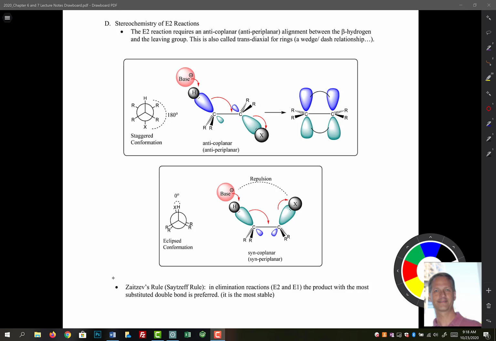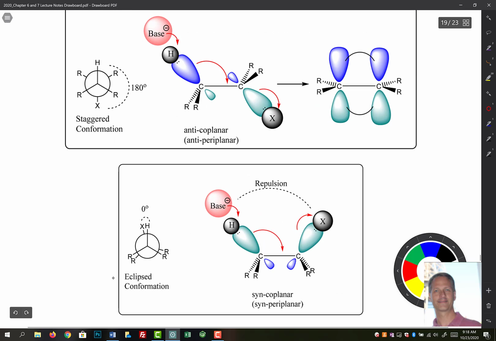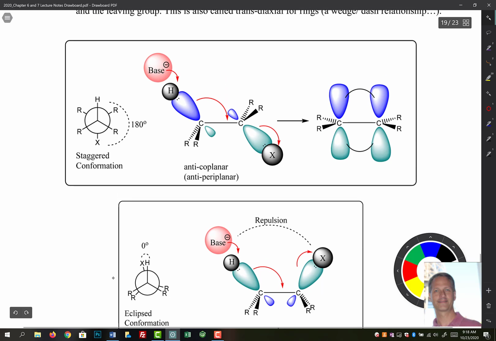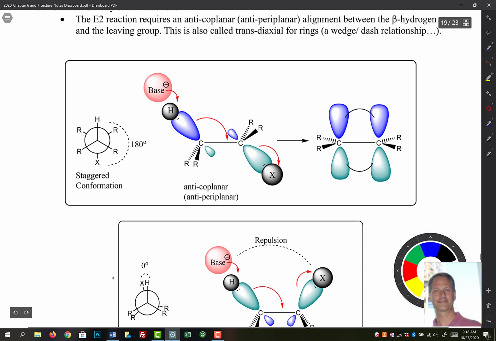Stereochemistry of the E2 reaction is very important. It turns out that we have to have this special arrangement between the H that's being lost and the leaving group that's leaving. So if we look a little bit closer at this little diagram that I put together, what we have here is a Newman projection.